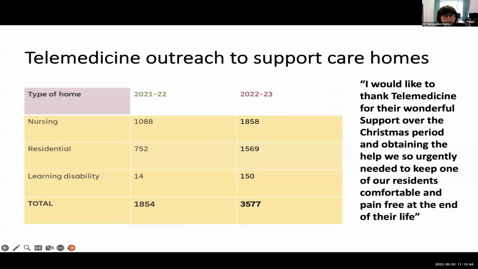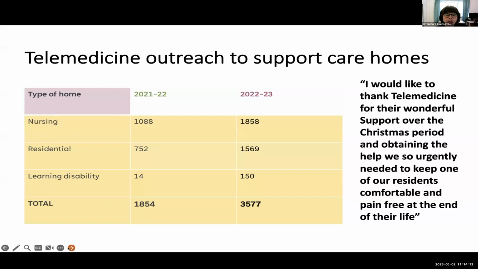Next slide, please. So that's some of the problems. I want to talk about in Hampshire some of the things that we've been doing to try and address the gaps that are coming up. This is a service that we've introduced. It's called a telemedicine outreach service to care homes, and we support around 250 care homes now. It's basically a virtual support centre, which we set up in 2021.